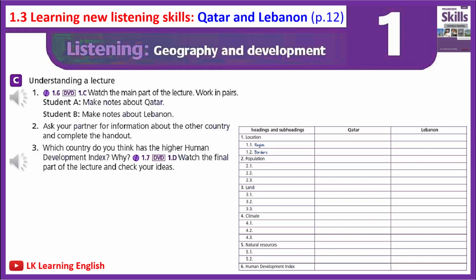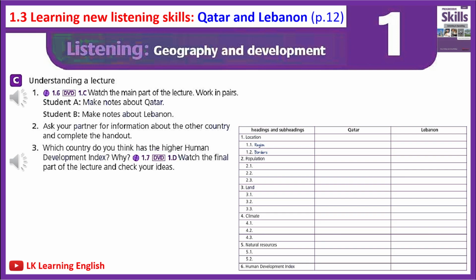So, we've heard about some of the geographical features of these two countries. Now, the key question is, what is the Human Development Index of each of these two countries? As you know, this index is a measure of life expectancy, literacy, education in general, and standards of living. The figure for Qatar is very high, at 0.831. For Lebanon, the figure is slightly lower, at 0.739.